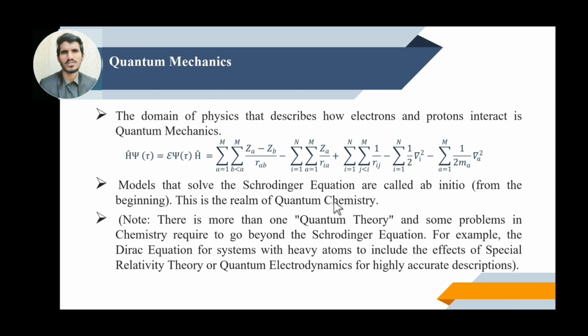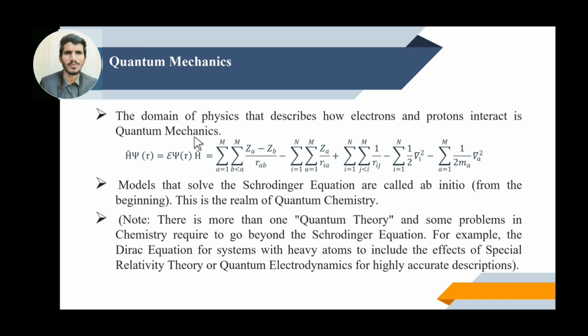Next we have quantum mechanics. Computational chemistry is based on quantum mechanics, so you need to know what quantum mechanics really is. Quantum mechanics is the domain of physics that describes how electrons and protons interact.